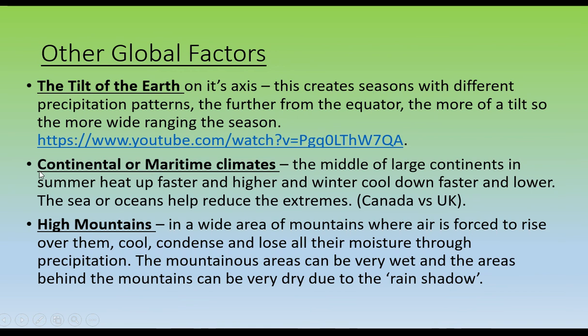Another global factor is whether you are a large landmass or a continent, or you live near the sea, or you're an island. So you can either have continental or maritime climate. The UK has what's called a maritime climate because we're a small island surrounded by water. And that, surprise, surprise, makes us a little bit wetter, but it also means that we can cool down and warm up in a more gentle way, because the sea and the water regulates our temperature nicely.